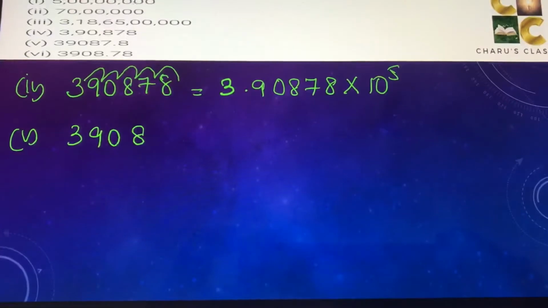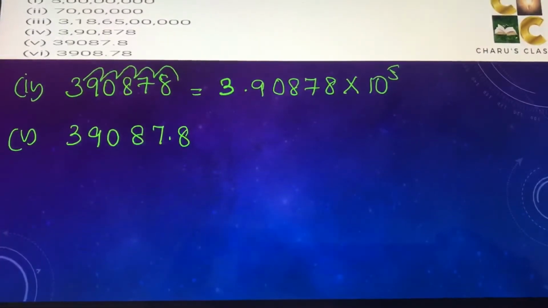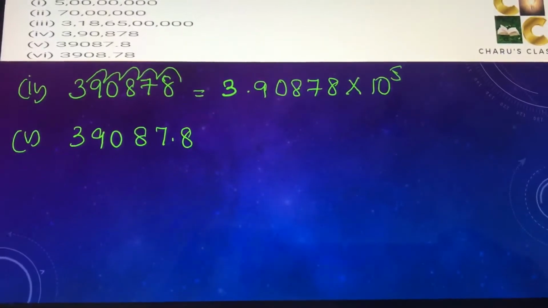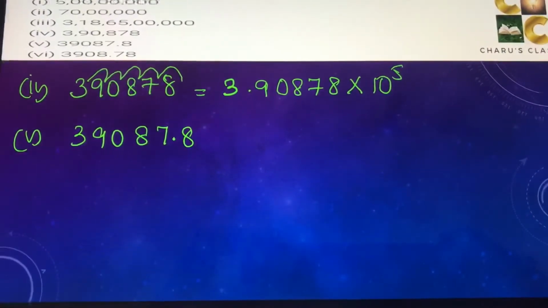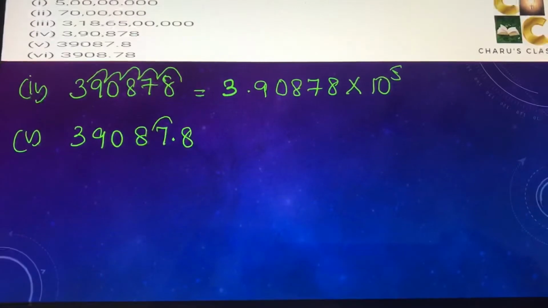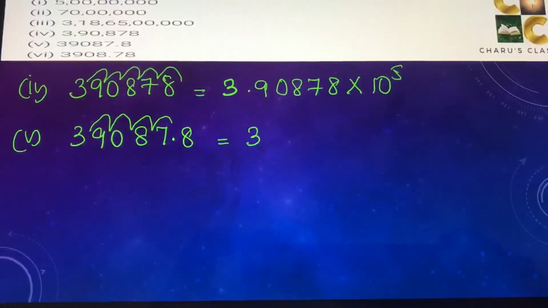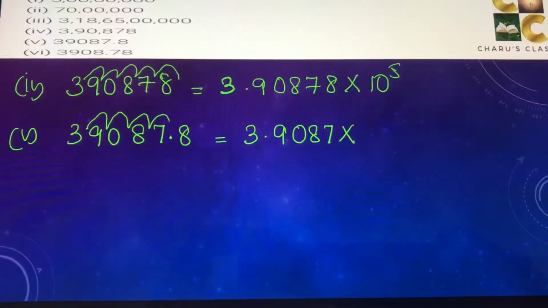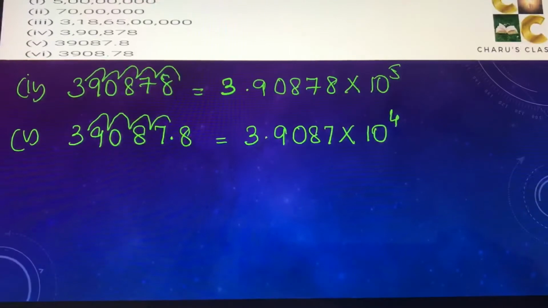Fifth part, 39087.8. Again the first non-zero number is 3. That is, we have to take the decimal after 3 from here. So we are shifting 1 2 3 4. The number now becomes 3.9087 into 10 to the power 4.